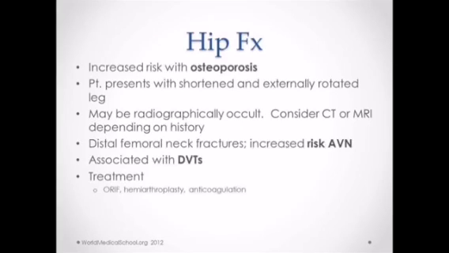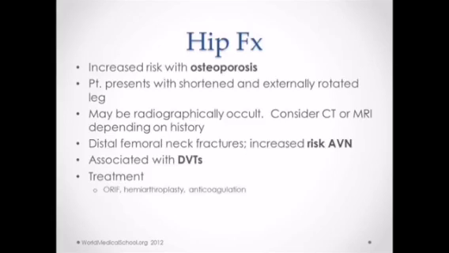Hip fractures are common in patients with osteoporosis. Patients will typically present with a shortened and externally rotated leg. Radiographically, they may be occult. CT or MRI may be necessary at that point. Distal femoral neck fractures have a risk of avascular necrosis as well.